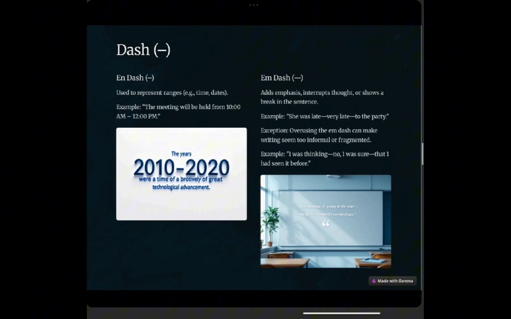So there you have it. Punctuation isn't just a set of rules, it's a secret to clear, powerful communication. Periods, commas, question marks, exclamation marks, colons, semicolons, quotation marks, apostrophes, and dashes. Each one plays an important role in guiding your reader and shaping your message. Master these, and your writing will shine with clarity and confidence.